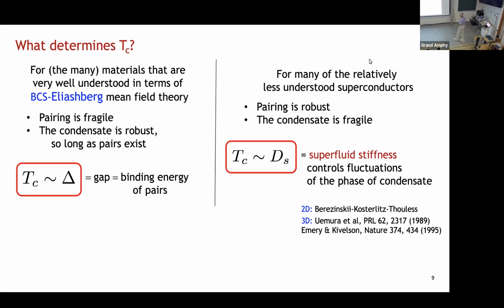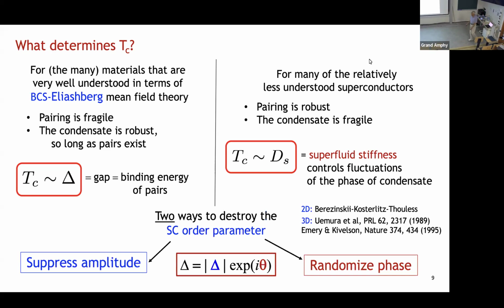Okay, yes. Very good. So in fact, why are these two the ways of destroying superconductivity? That's because superconductivity involves an order parameter, which has an amplitude and a phase. The two ways to kill the order parameter are either you kill the amplitude or you randomize the phase. And in fact, that's what these two are.